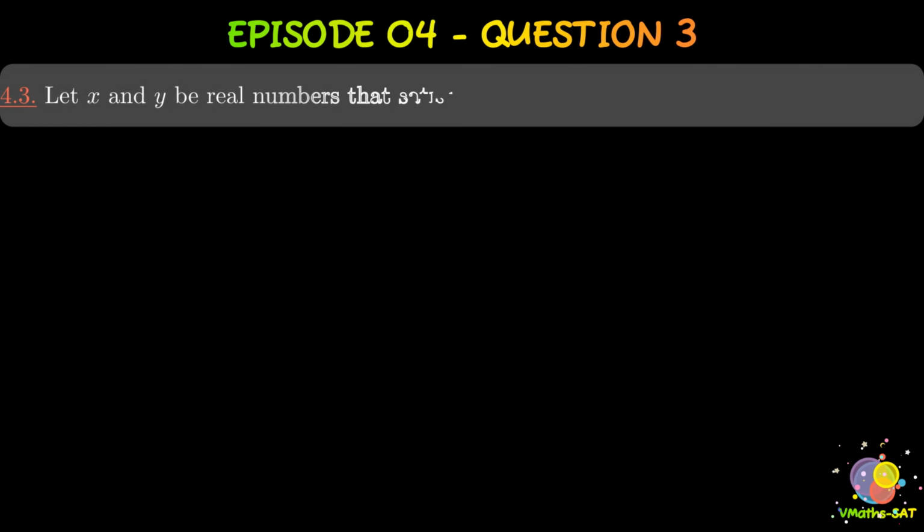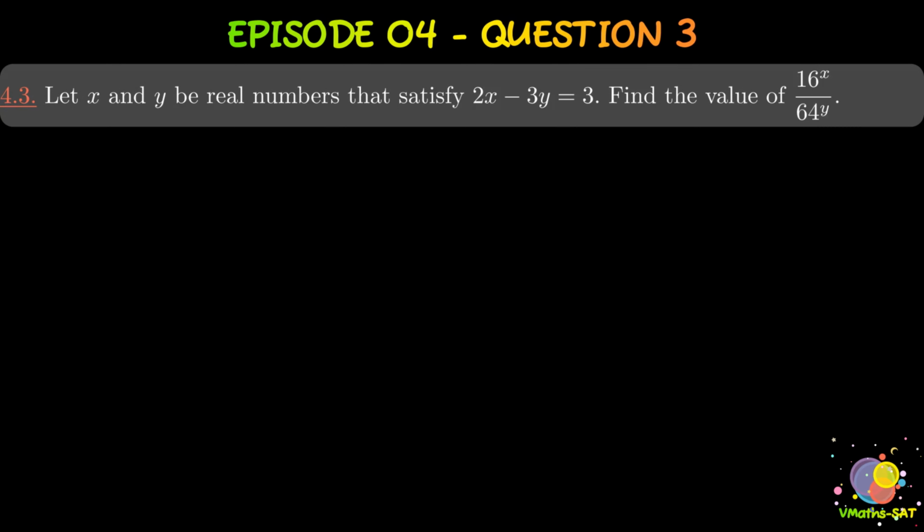Now is the last question of this episode. You have 30 seconds to make your choice. Let x and y be real numbers that satisfy 2 times x minus 3 times y is equal to 3. Find the value of the expression 16 to the power of x divided by 64 to the power of y.